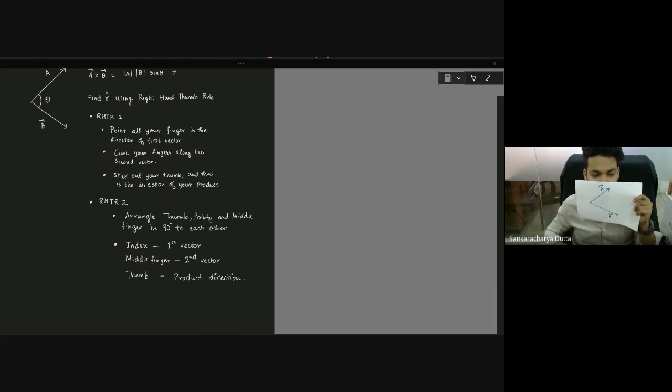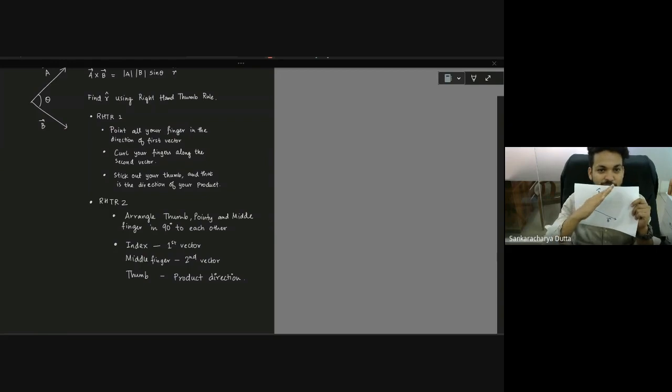It is very simple. Point all your fingers in the direction of A. Now you do it with me. Right hand, your right hand, not the left hand, guys. I see you using your left hand. Use your right hand, please. Point all your fingers towards the A vector.